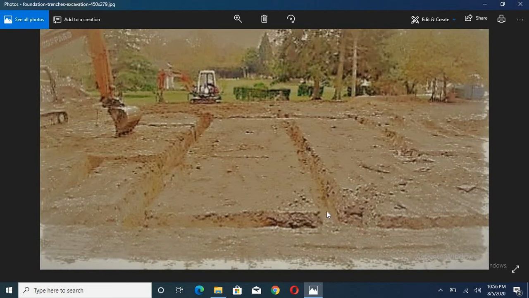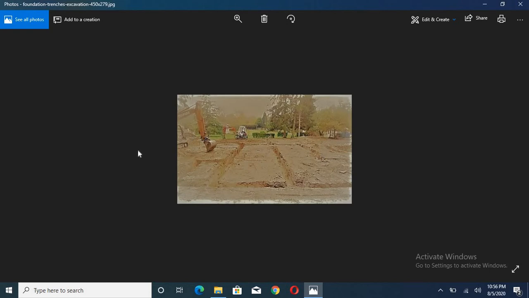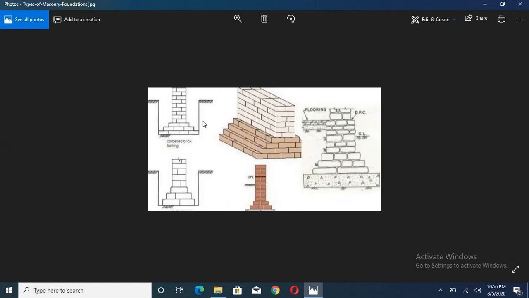And here we do the PCC. Generally if the ground nature is hard, then we start from PCC, or we have to start from soling. Here this picture is similar, and here is the estimation.